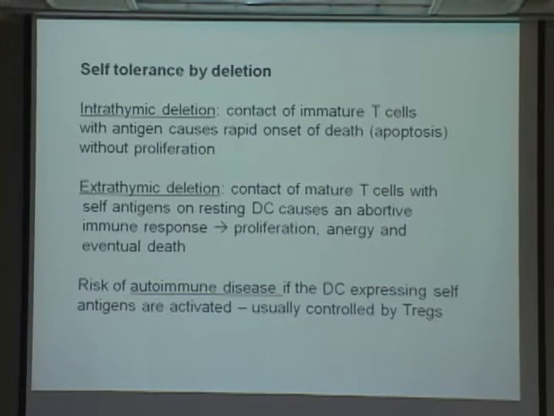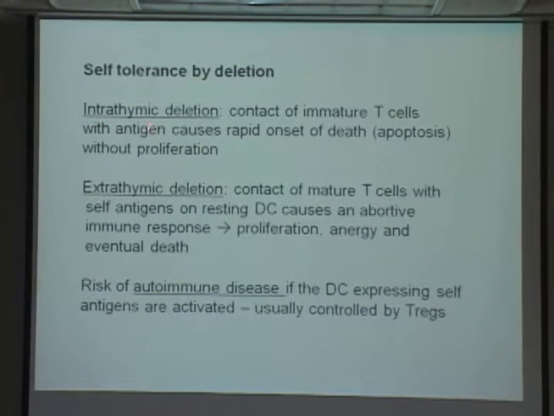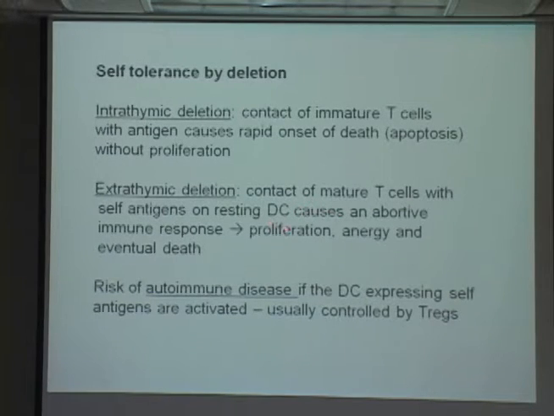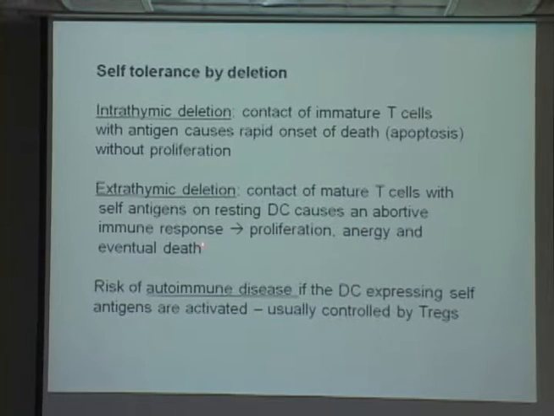So I mentioned that in the thymus, a lot of T cells with reactivity to antigens like insulin are destroyed by negative selection. And then outside the thymus, there is this constitutive release of self-antigens from organs like the pancreas. As long as these self-antigens are taken up by resting DCs, not activated DCs, there will be an immune response, but it's abortive, and you'll have anergy and eventual death of these cells.